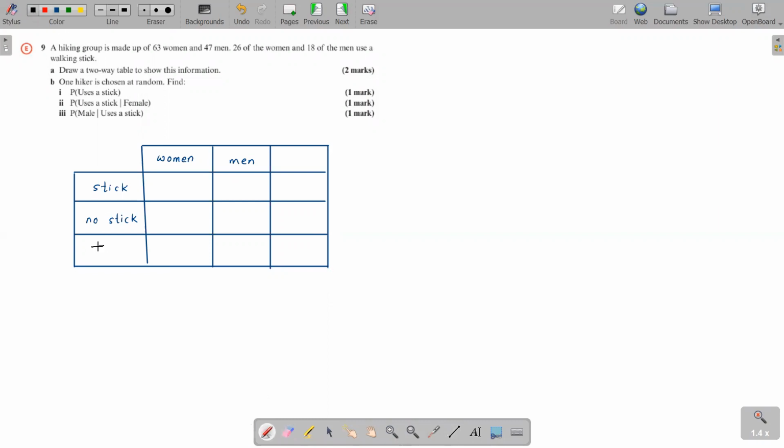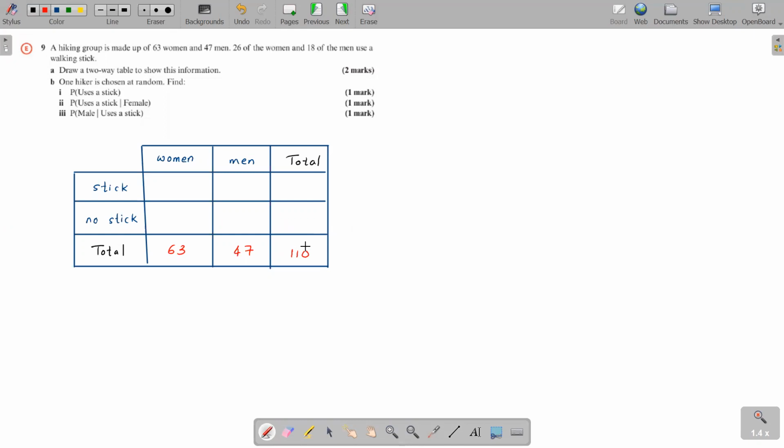Okay, so we have the total here as well. In these kinds of tables, you have to go for the total. All right. So women, 63 women are there in total. Okay, and 47 men. So 63 plus 47, we have 110 altogether in the full group. Can you guys see? So fill everything. The total of men and women, the total group is 110.